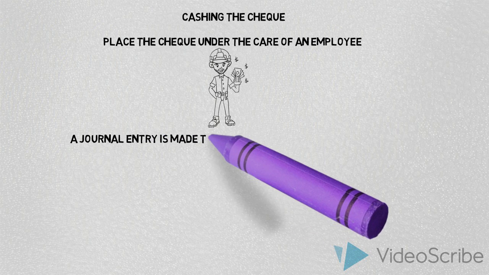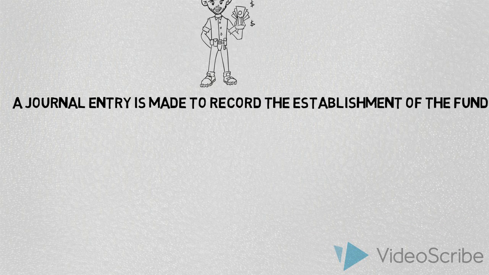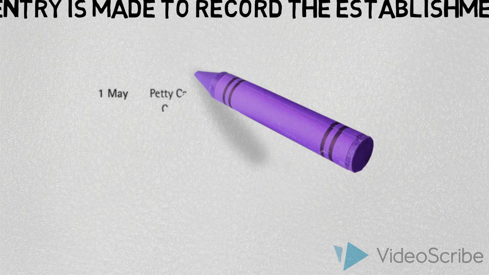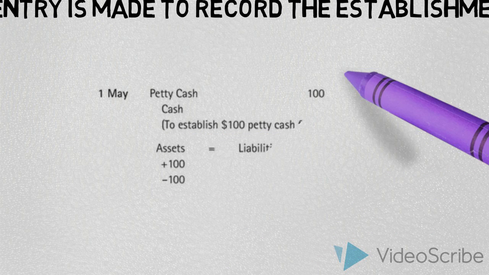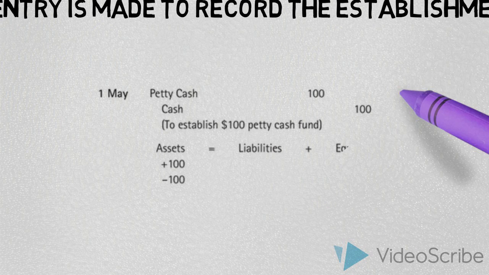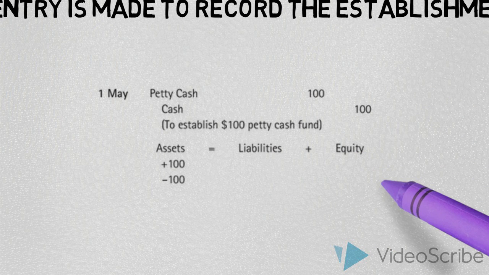A journal entry is then made to record the establishment of the fund. Suppose that a company cashes a $100 check to establish a petty cash fund and gives the cash to the custodian. It would be recorded in this journal entry.